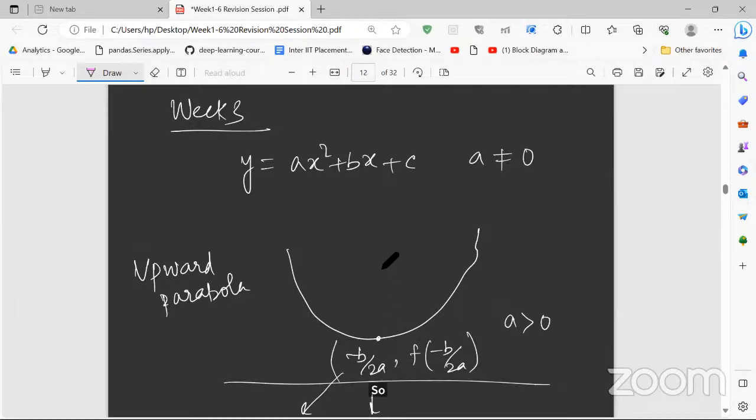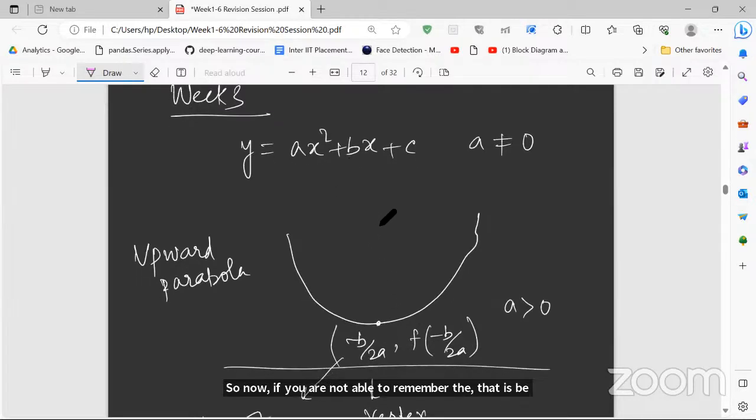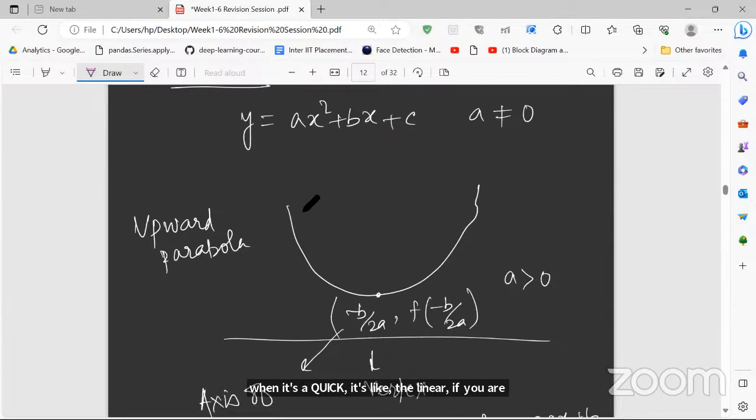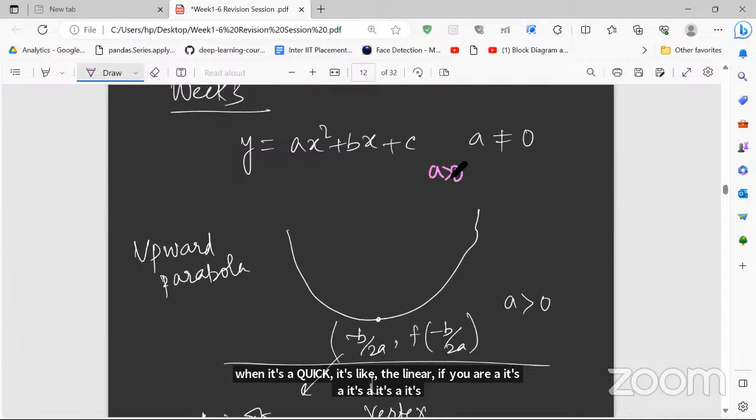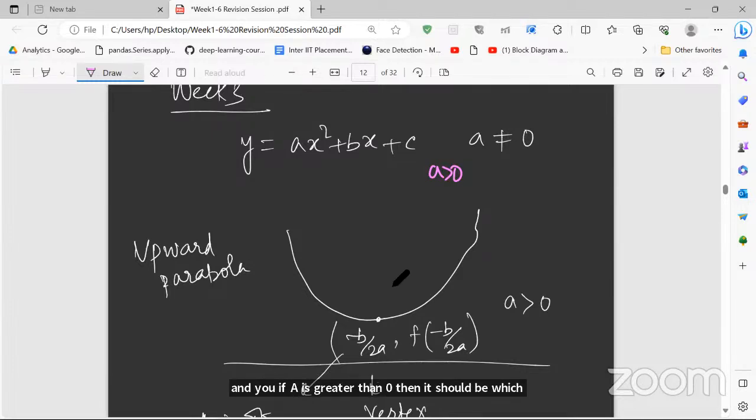Okay. So if you have a quadratic equation ax square plus bx plus c, a is not equal to 0, then only it's a quadratic, otherwise it's a linear equation, a straight line basically. If a is equal to 0 it is not quadratic, so a should not be equal to 0, then only it becomes a quadratic equation. And if a is greater than 0, then which type of parabola is it, going upward or going downward? Upward parabola.